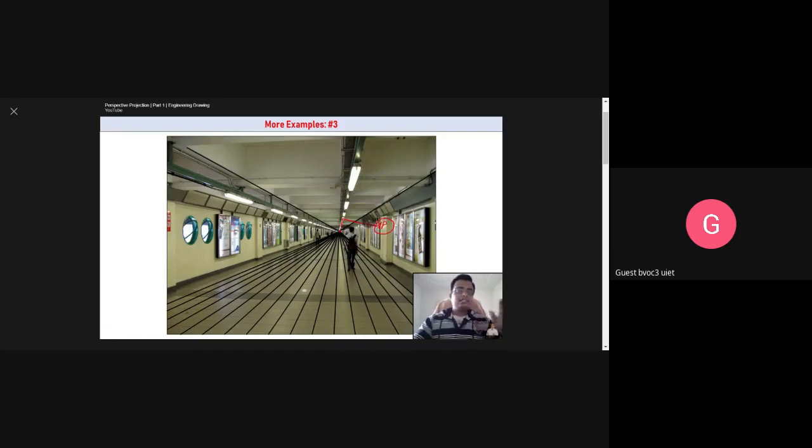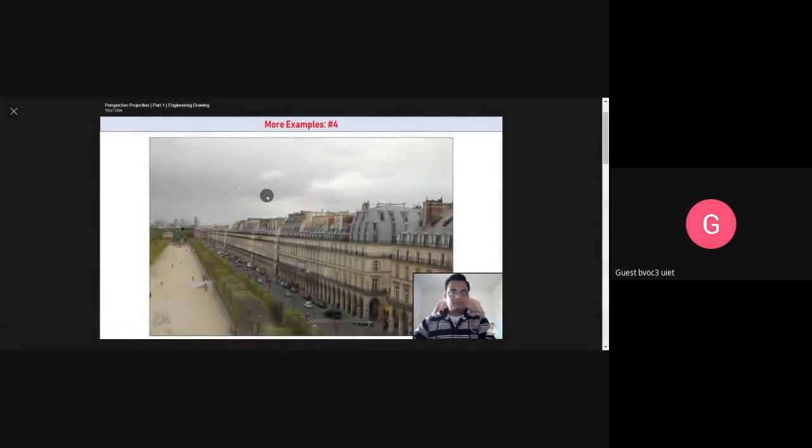So the realistic picture framed by your naked eye is very closely approximated with a perspective projection. You can say that the kind of picture that you see through your naked eye is pretty much close to a perspective projection. Okay, let's see if we have some more examples.